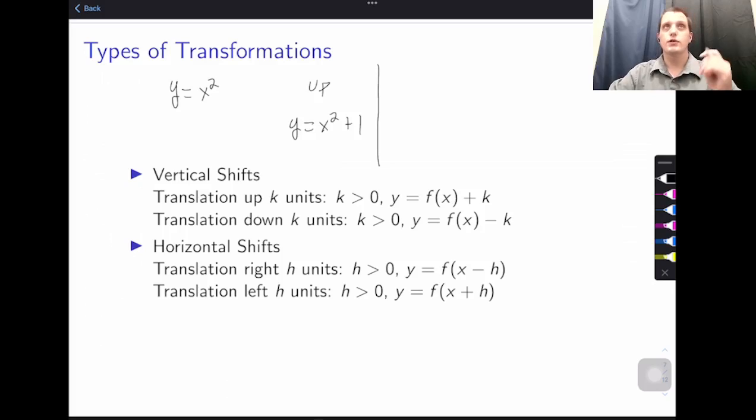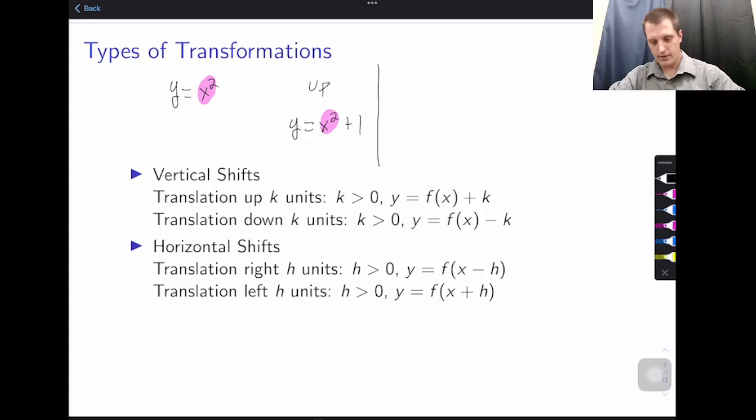So what it says here is that for translation k units upwards, where k is greater than 0, meaning it's positive, we have y is equal to f of x plus k. So in this case, our f of x is the x squared, and here we're just adding to it plus 1.